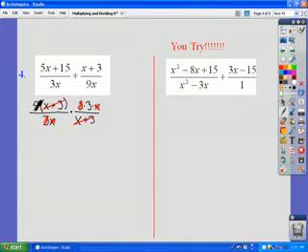So multiply across the top. 5 times 3 is 15. And there's nothing on the bottom. So the result on this one is 15. I like it when they break down like that.